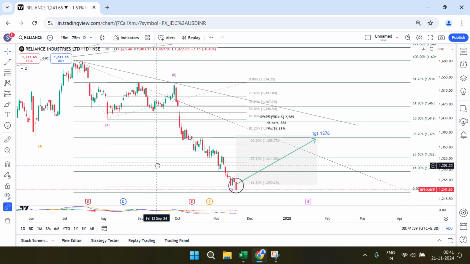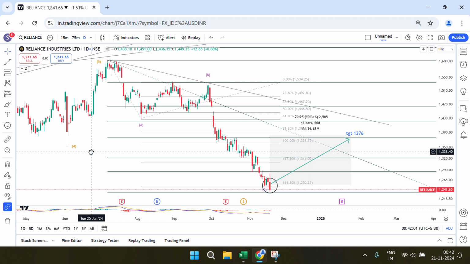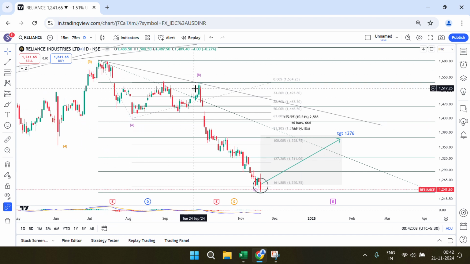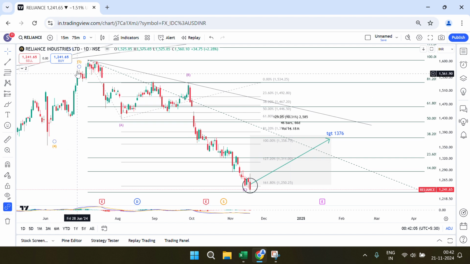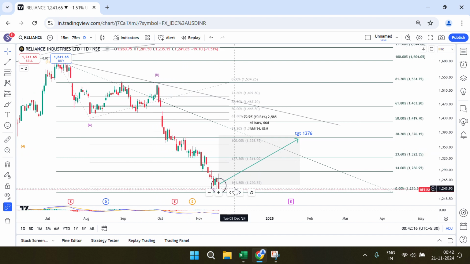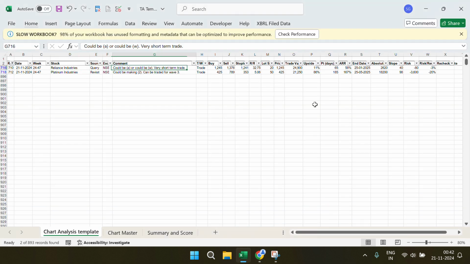I've already marked certain things on my chart. I'm not getting into what the counts are and what I mean by all this. For argument's sake, consider that this is what it looks like and this is how I want to trade it. The price is currently at 1245-ish, and I'm expecting it to go to 1376 by, say, January 25. This is something I've tried and noted down.